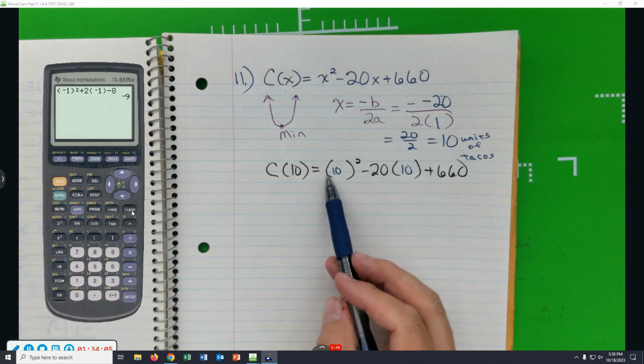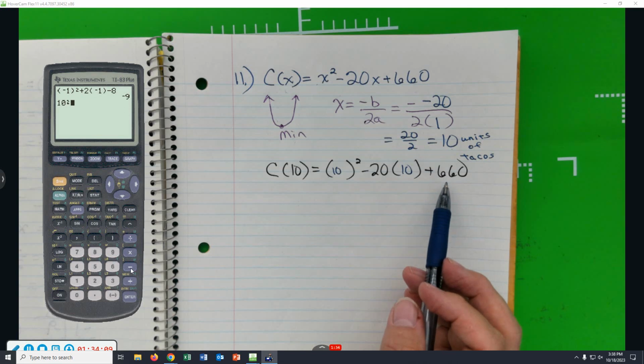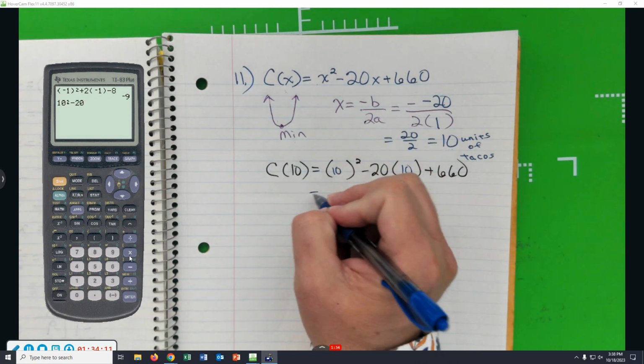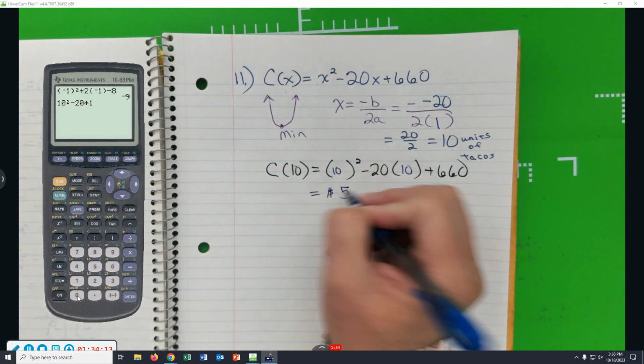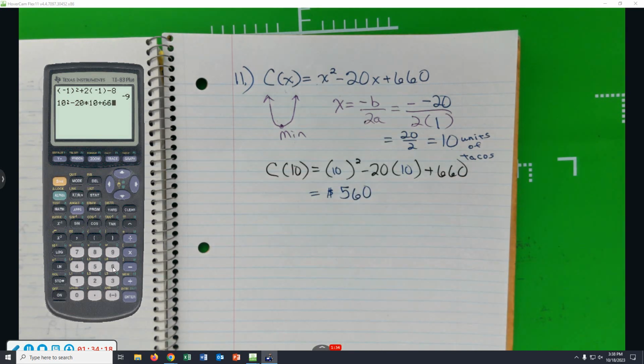So that's going to be 100 minus 200. That's a negative 100 plus 660. That means 560. I'm getting her costs are $560. That's why I'm thinking a unit of taco is not one taco. If she's spending $560 to make her 10 tacos, then she's in trouble. Yeah, she'd have to sell each taco for $56 just to cover her expenses.